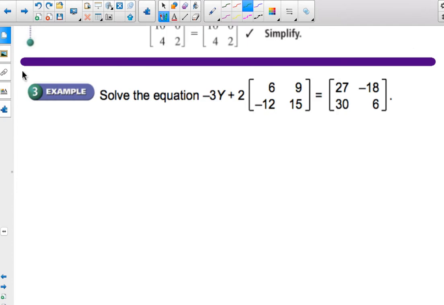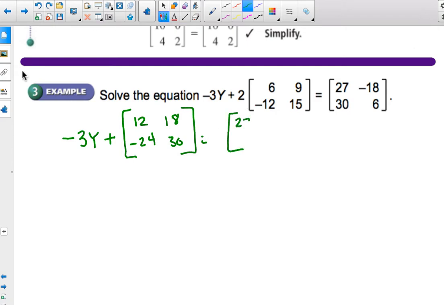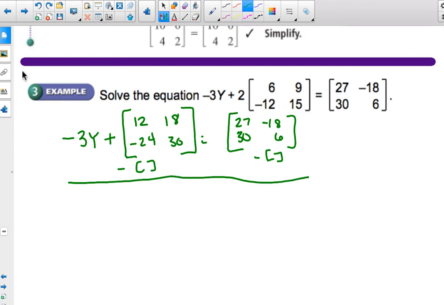Please excuse me. The first thing that I want to do is come up here and distribute that 2. So we're going to have negative 3y plus 12, 18, negative 24, and then 30. And that equals the matrix I have down here: 27, 30, negative 18, and 6. All right, so the first thing I want to do is subtract the matrix from both sides, just like we did in 4.2, day 2.